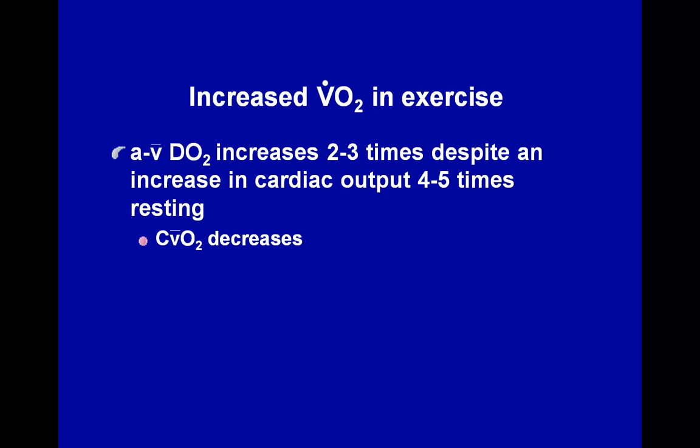Since we're exercising, these tissues are using more oxygen. They can extract a greater amount of oxygen, so the AVO2 difference dramatically increases, even though cardiac output goes up 4 to 5 times resting. Since we're extracting more oxygen from the blood, and if you think about the equation, we're probably not increasing the arterial content dramatically, we're reducing the mixed venous oxygen. We have less left over if we extract more.